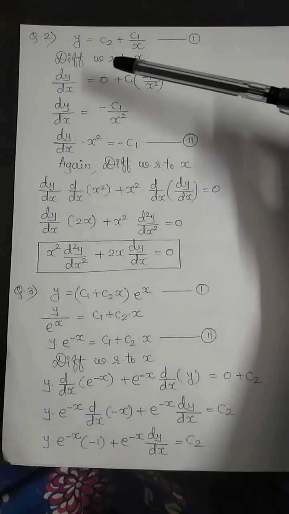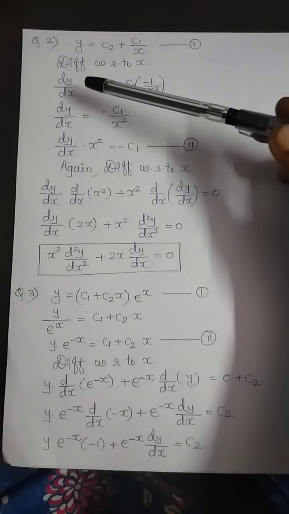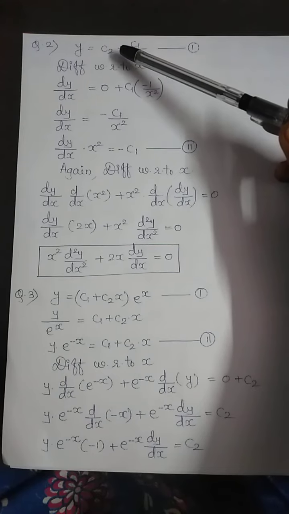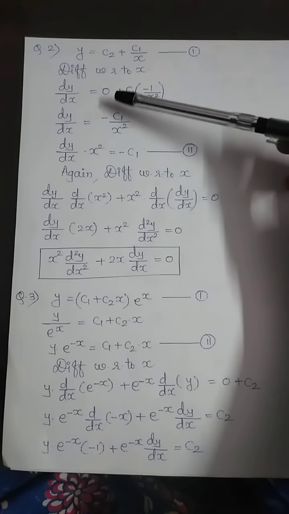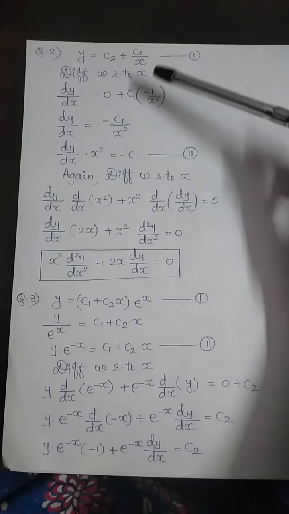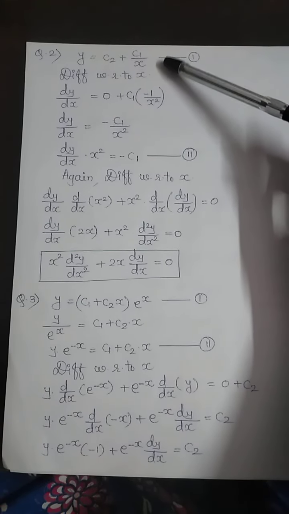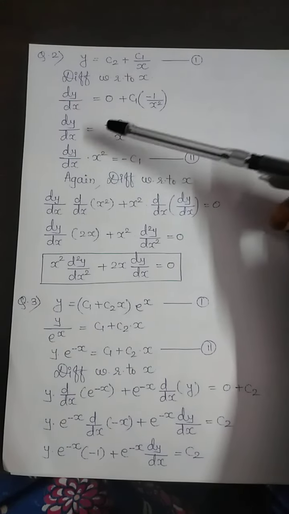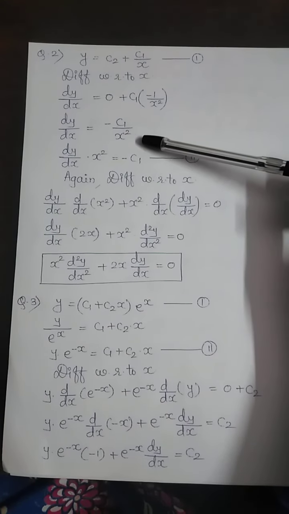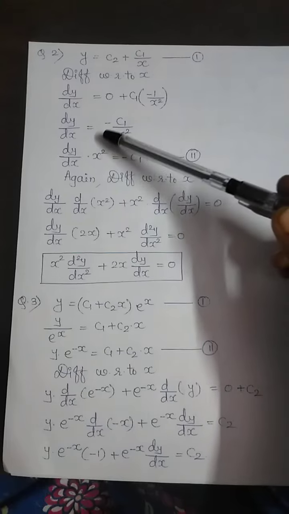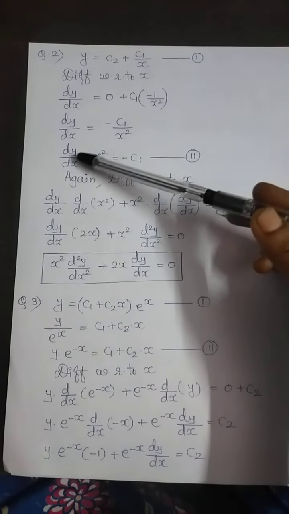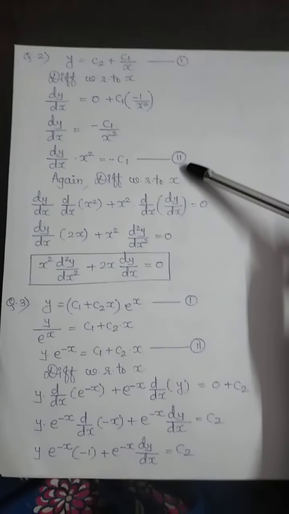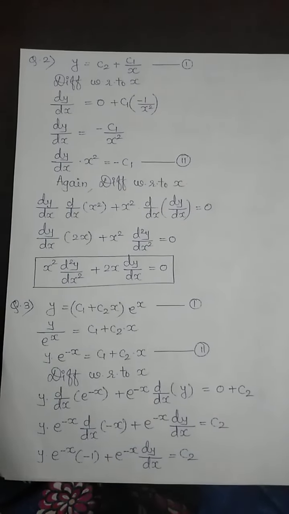So differentiating with respect to x, dy by dx is equal to derivative of c2 is 0, because no variable is present, c2 is constant, so derivative is 0, plus c1 into derivative of 1 upon x, which is minus 1 upon x square. So we have dy by dx is equal to minus c1 upon x square. Now shifting x square to this side, we have dy by dx into x square is equal to minus c1. We call this equation number 2.